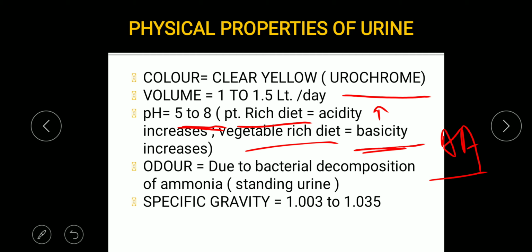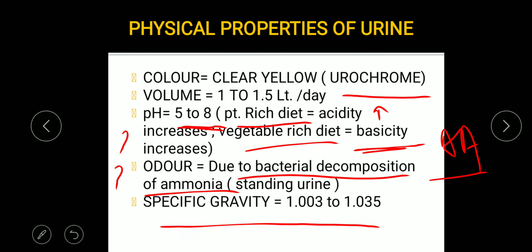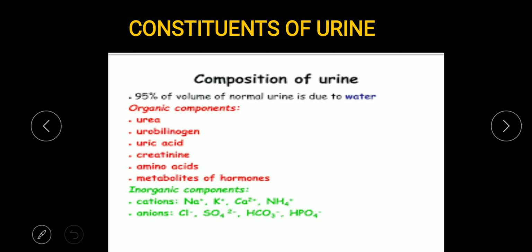Okay, if the urine is left out, or standing urine, it will cause a foul smell, and this foul smell is produced due to the bacterial decomposition of ammonia. So it may be asked in the reasoning based question. This also may be asked in the reasoning based question. Now what is the specific gravity of urine? That is 1.003 to 1.035.